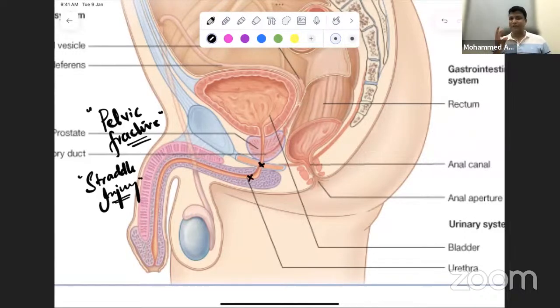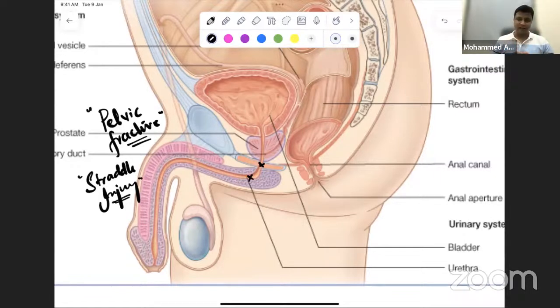So pelvic fracture word is given, membranous urethra rupture, and then straddle injury, if given, then bulbar urethra. First thing is that one. That is the reason why I am repeating it multiple times here, sir. 3-4 times I am repeating it. This is very important. It's like the golden mantra. Okay? Now once you know this one, now we will learn.